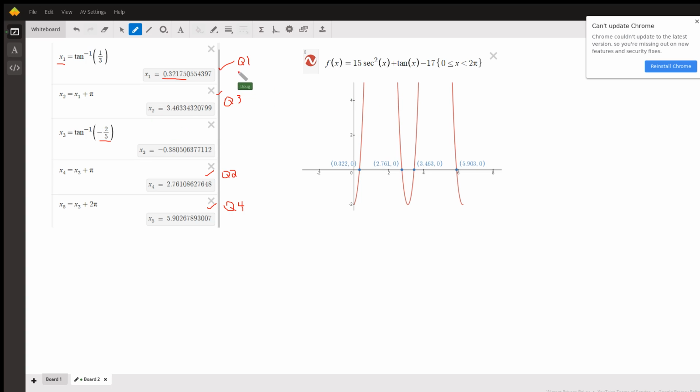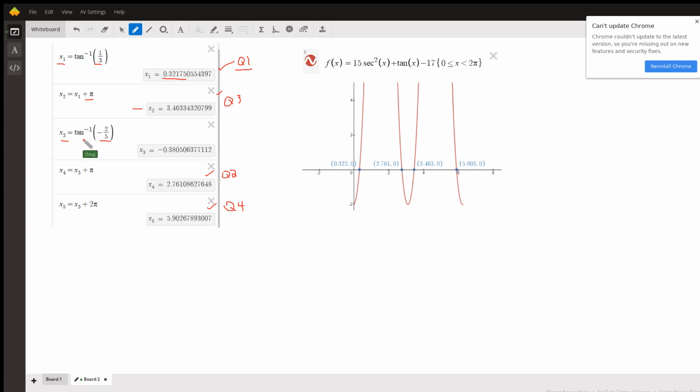That's a first quadrant angle. So to get the other angle that has a tangent of 1/3, we want to move into the third quadrant, because tangent is positive in the third quadrant, by adding on the period of the tangent function, pi. So there's another angle that has a tangent of 1/3.